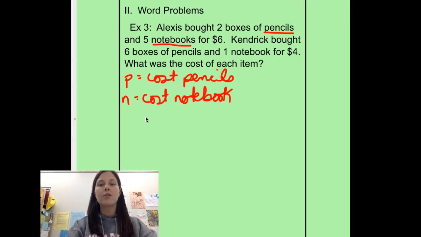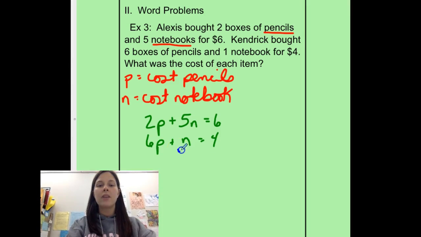Alexis bought 2 boxes of pencils. So to get the total cost for the pencils, we would take the 2 boxes she bought times the cost of the pencils, and she bought 5 notebooks. So we would add to that the 5 notebooks times the cost of the notebook, which would give us her total at checkout of $6. Very similar for Kendrick, he bought 6 boxes of pencils, plus he bought 1 notebook, and his total was $4.